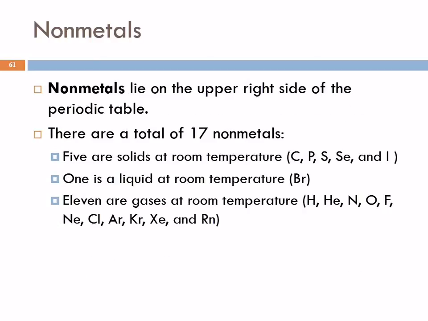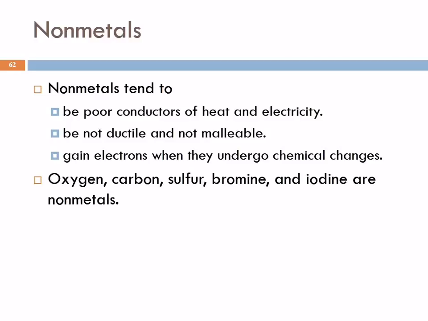The nonmetals, upper right, these vary more in their properties. Some of them are solids at room temperature, one's a liquid, and the rest of them are gases. And their physical properties vary a lot. They tend to be poor conductors of heat and electricity. They're not ductile, they're not malleable. They tend to gain electrons. So metals lose electrons, nonmetals gain electrons.